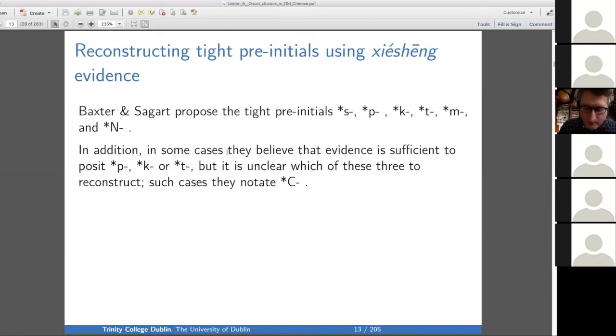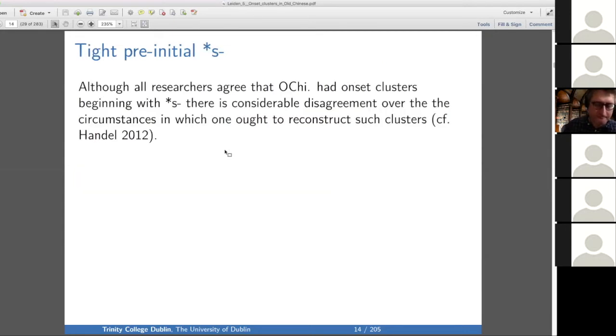Right. So I mentioned this already, but in some cases, Baxter and Sagart have reason to suspect there's a pre-initial, but they can't tell what its place of articulation is, so they write it with a capital C. Okay. So we start with pre-initial S.